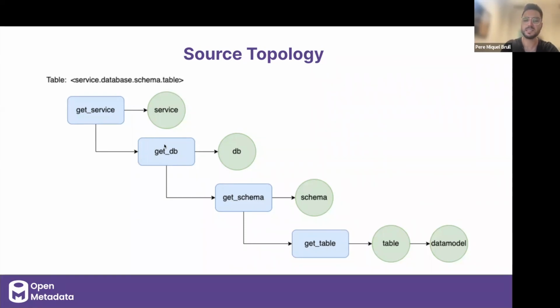For the database, it's the same. I'm creating the database, reusing the information that I know about the service, because again, a database can only exist within a service. The same happens with the schema. A schema can only exist within a database. So the only point in time that I can process a schema is after I process the database that contains such a schema. And finally, we get to the table. And here is where we're going to send the data about the table, about the DBT model, about lineage, etc.